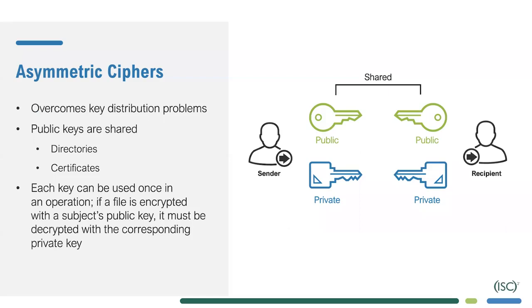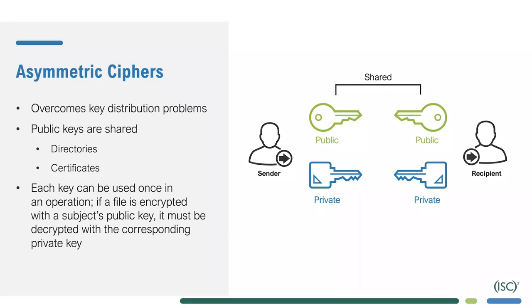How do we share the public keys? Well, we can share them in directories, so user directories, for example. We can share them in certificates. If you visit any website and you see a green padlock, look at the view certificate option. If you view the certificate, you'll see lots of information. One of the things you will see in the certificate is that website's public key. The website is sharing its own public key.